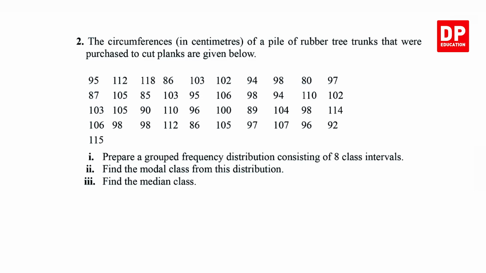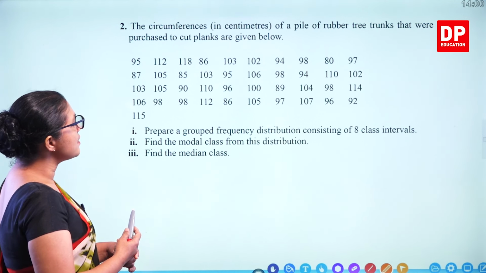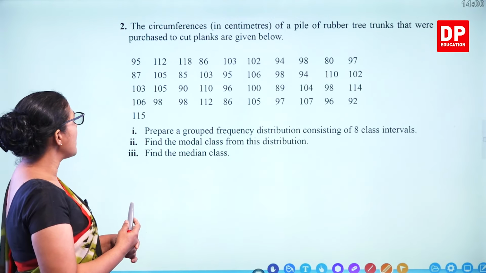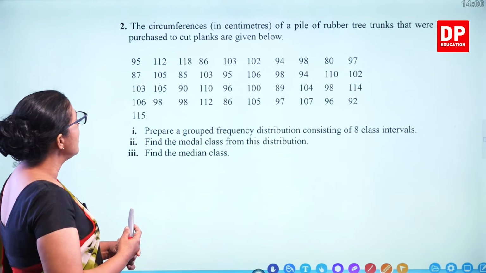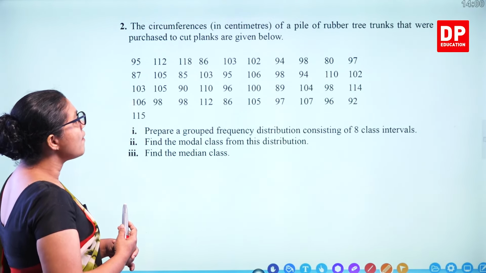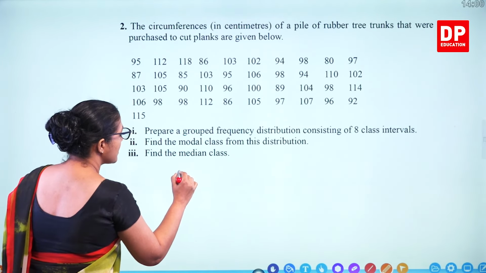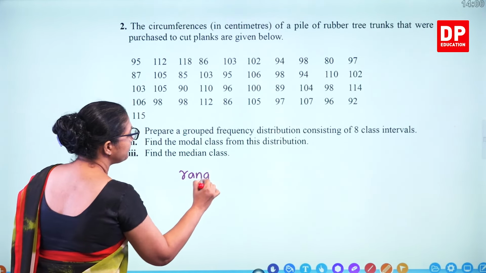Question number 2. The circumference in centimeters of a pile of rubber tree trunks that were purchased to cut planks are given below. Prepare a group frequency distribution consisting of 8 class intervals. Find the modal class and the median class. So consisting of 8 class intervals. So we have to find out the range first. So what's the range?